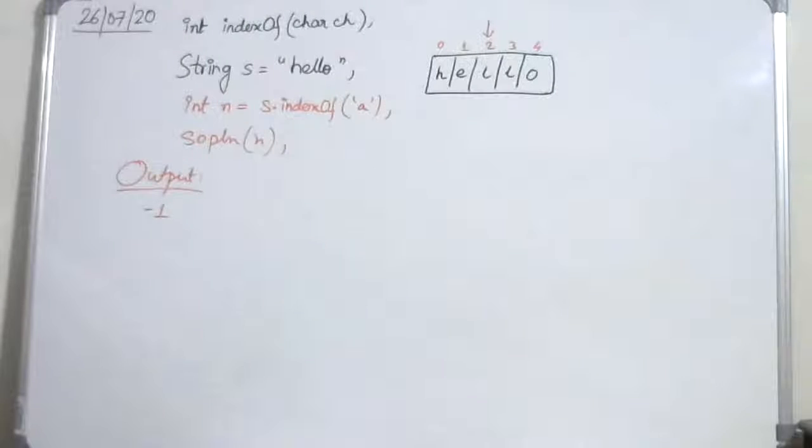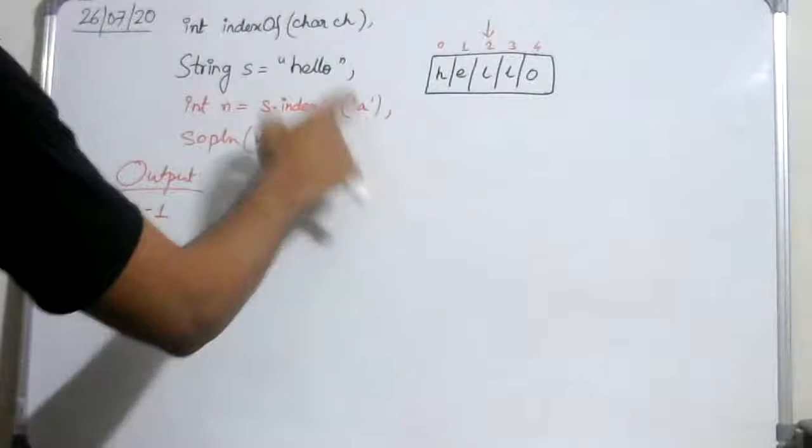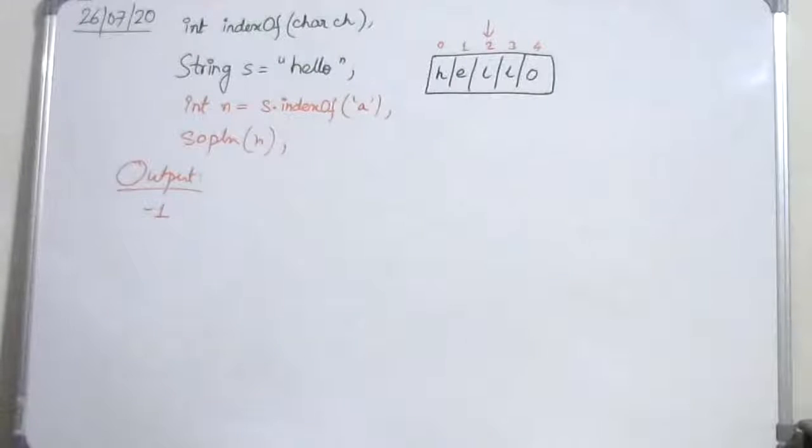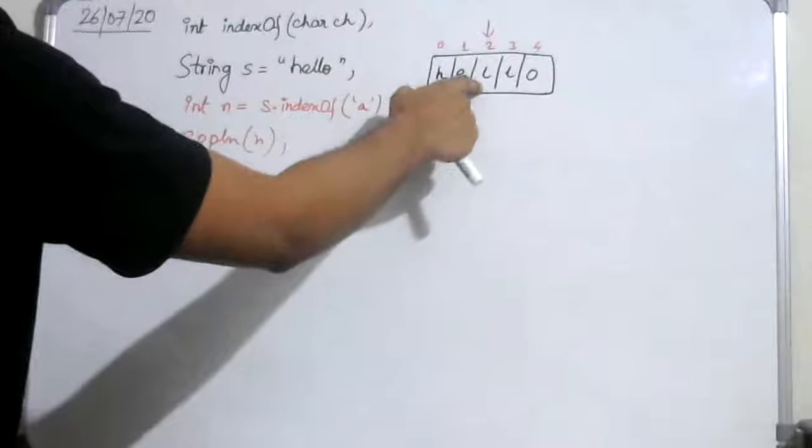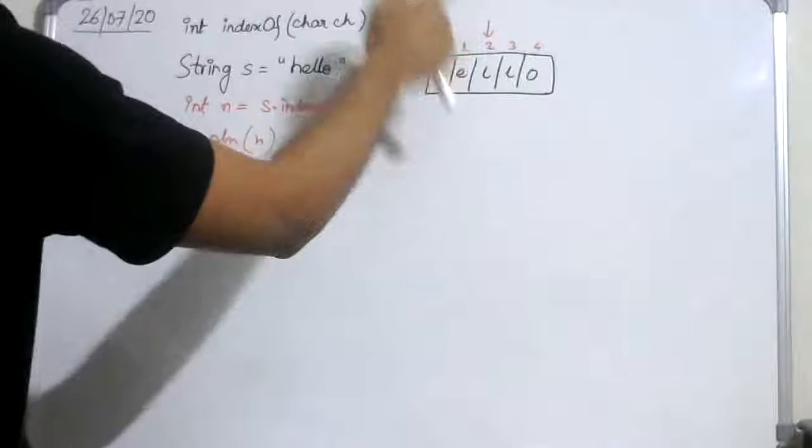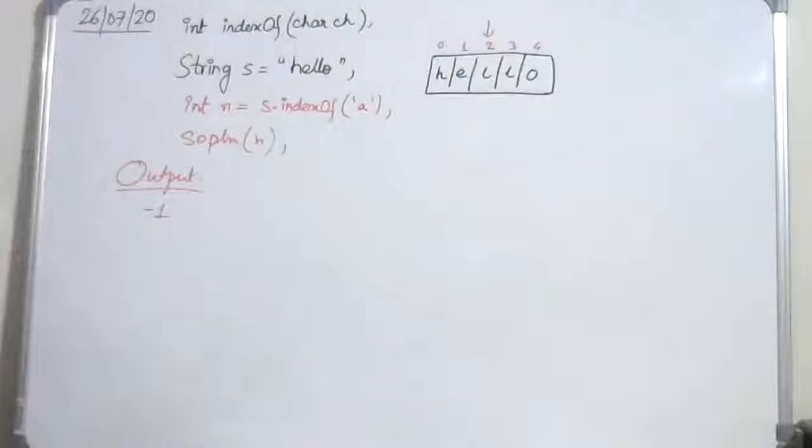So whenever I give it a character that is not present in the string, to put it more simply, the character passed as an argument is not found in the string, the indexOf function returns the value -1. If it finds the character in the string, then the first occurrence of that character, the position is returned. But if it does not find the character in the string, it simply returns -1.